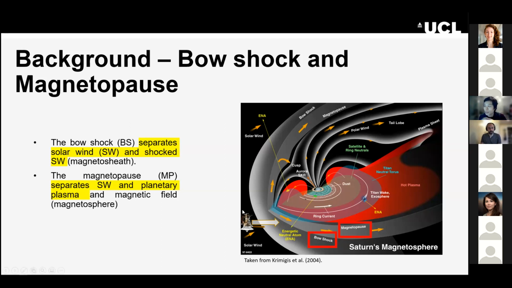If you imagine you were Cassini approaching Saturn, then you will first encounter the bow shock, which is a boundary that separates low density cold solar wind plasma from the hotter, higher density shocked solar wind, which we call the magnetosheath. And if you keep traveling in, you encounter the next boundary, which is called the magnetopause. This boundary separates solar wind plasma and magnetic field from the planetary plasma and magnetic field. And that's what we call the magnetosphere.